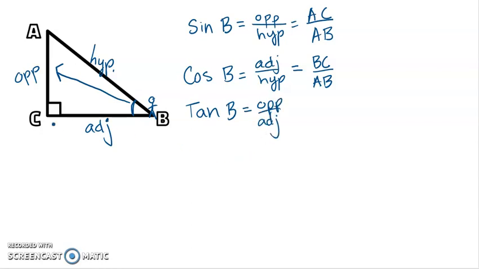So if I were looking for that, I would find the length of AC and divide it by the length of the adjacent side, BC. So that would be with respect to angle B.